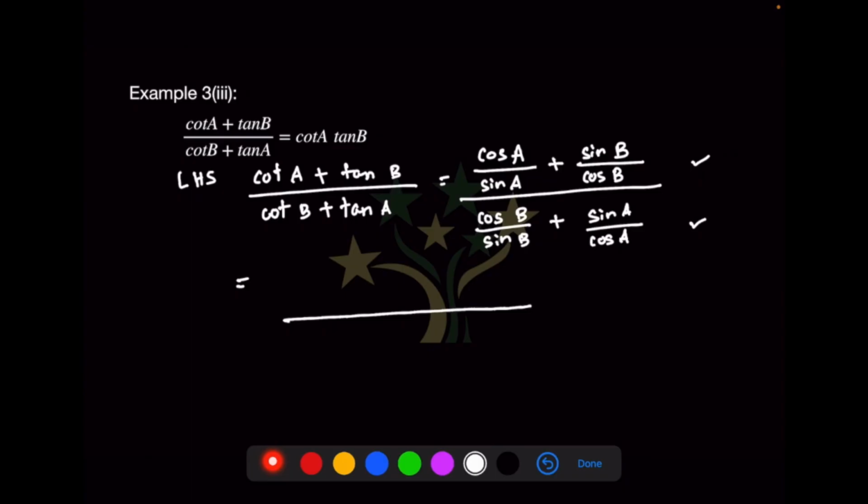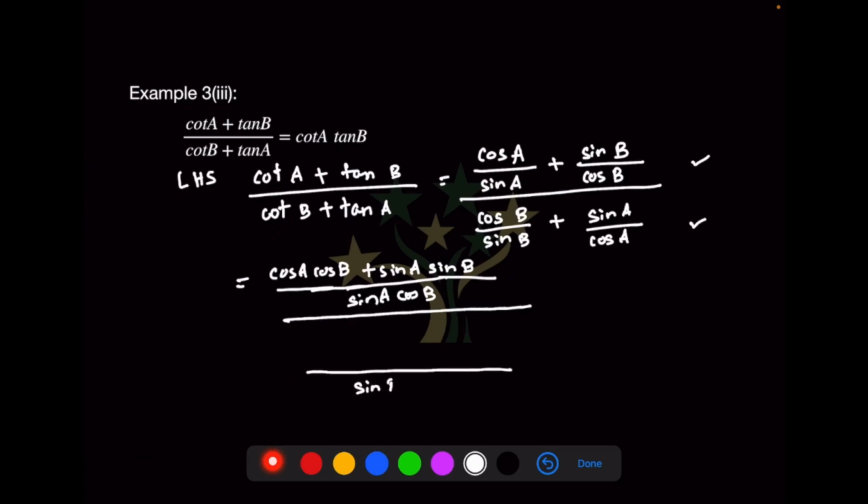In the numerator what do we have common? Sin A cos B. And when we cross multiply, what do we get? Cos A cos B plus sin A sin B. Similarly, in the denominator, what is the common LCM? Sin B cos A. And when we cross multiply, what do we have? Cos A cos B plus sin A sin B.